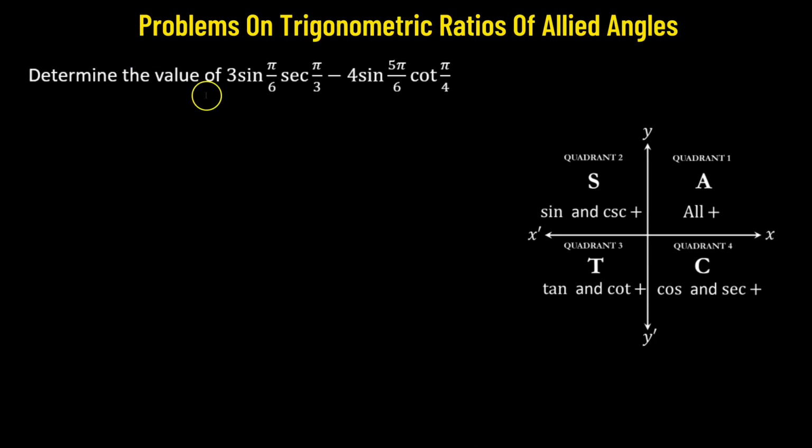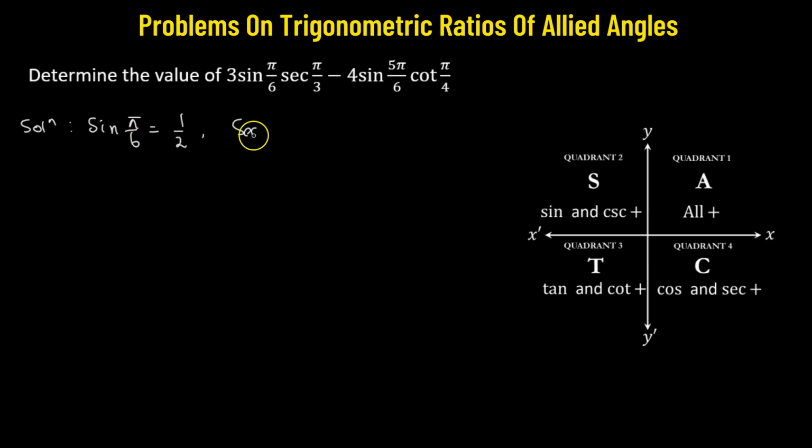Let's find out the value of the given trigonometric expression. We will begin by first calculating the values of each of the trigonometric ratios. Let us begin with our first one. We have sine pi over 6. So sine pi over 6, that is half.